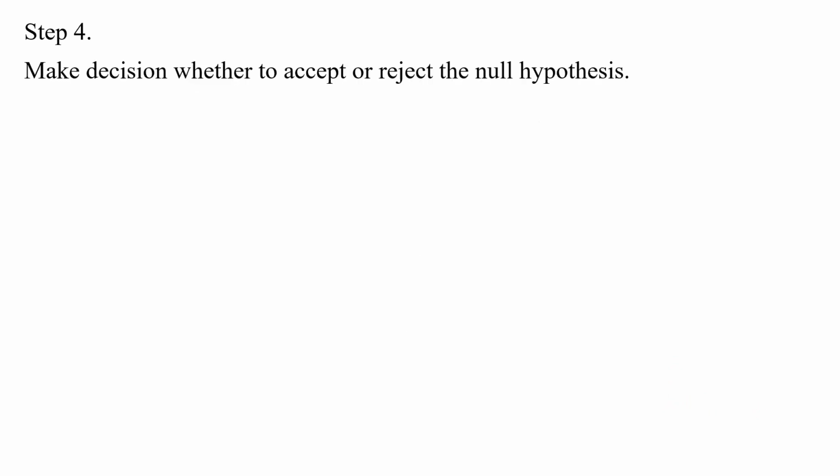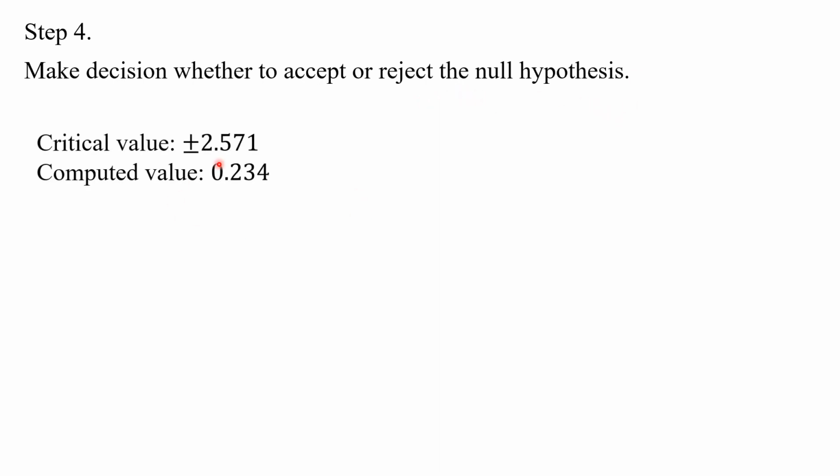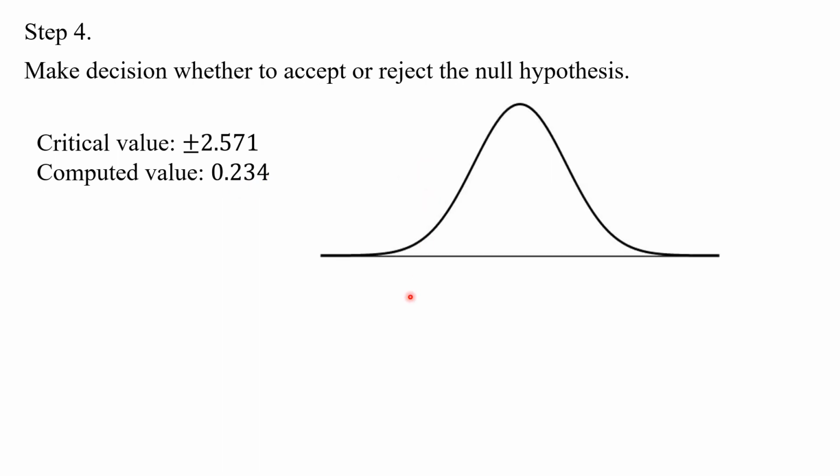Okay, so next, make decision whether to accept or reject the null hypothesis. Okay, so yung computed value natin, tsaka yung critical value na nakuha kanina. So, yung critical value natin is positive, negative 2.571. Then, yung test value or yung computed value dun sa step 3, ang nakuha natin dun is 0.234. Okay, so, alamin na natin kung kailangan ba natin i-accept o i-reject yung null hypothesis.